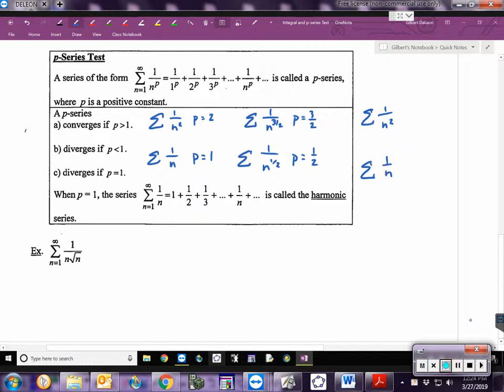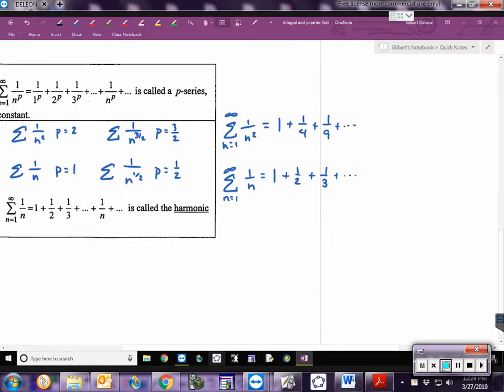So in the case of 1 over n squared, if we plug in a few values, plugging in 1 gives us 1, plugging in 2 gives us a fourth, plugging in 3 gives us a ninth. And for 1 over n, which is also called the harmonic series, plugging in a few values gives us this series. And the top series converges, whereas the bottom series diverges.